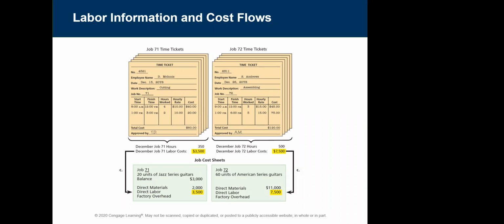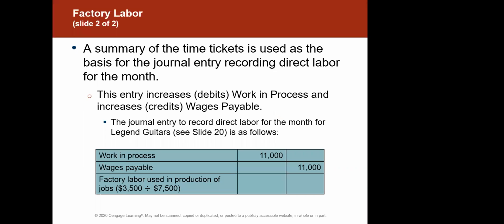And so now this job has whatever time was allotted to it on these different time tickets, plus the cost of the materials. All of that is part of our work in process inventory. So a summary of the time tickets is used as a basis for a journal entry recording direct labor for the month. So here we've got a debit to work in process of 11,000 and a credit to wages payable.